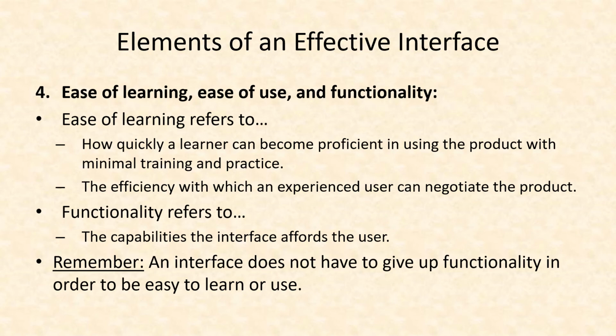Brown's fourth element is ease of learning, ease of use, functionality. So when he's talking about ease of learning, as you could predict, he's talking about how quickly the user can become proficient with using that product. How can they learn it quickly? Again, not the content of the product, but rather how to use it, how to navigate it, how efficiently can they get in there to use it.